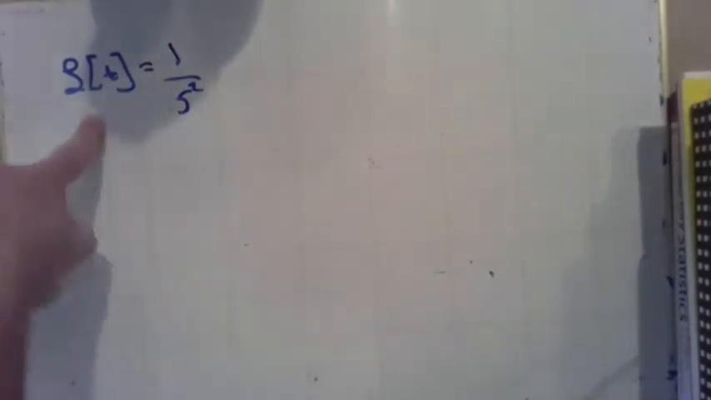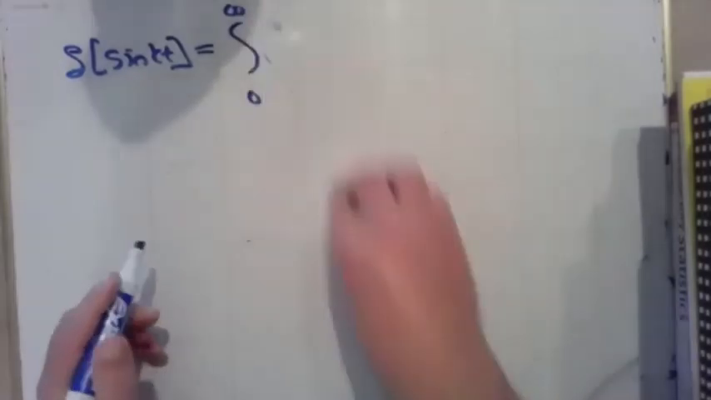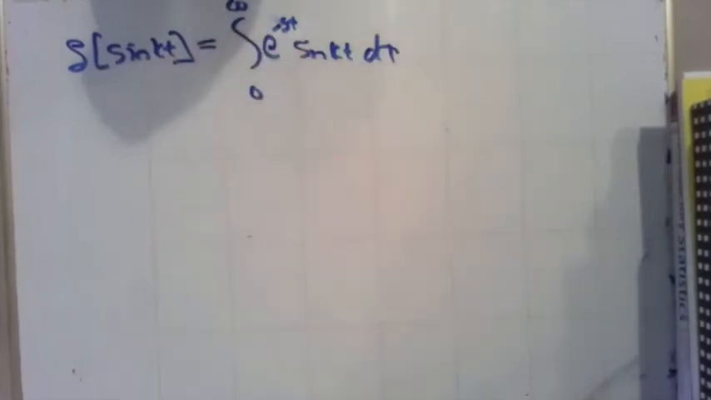Remember, we're always going to have t's on this side and s's on this side. Okay, let's do the Laplace transform of, oh, I don't know, sine of kt. By definition, that's the integral from 0 to infinity of e to the negative st times whatever is in here, sine of kt dt.